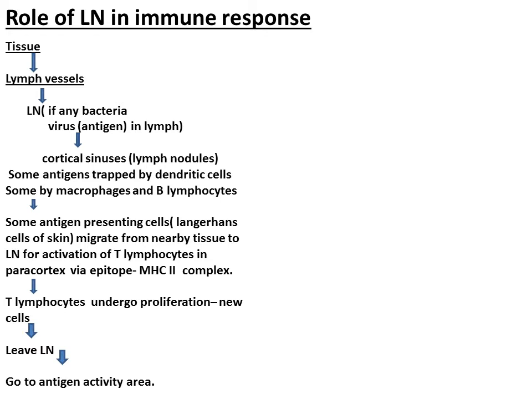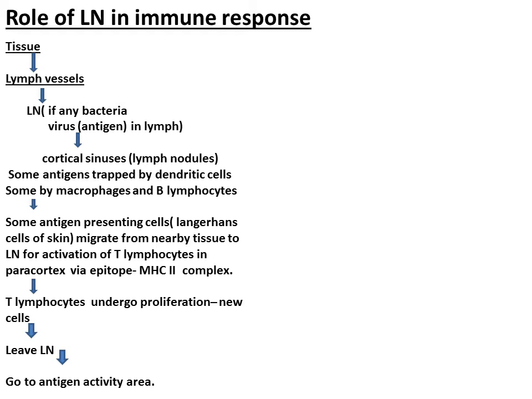Where is the lymph? In the tissue, which comes to the lymph vessels, and from the lymph vessel to the lymph node. If there is any bacteria or virus, then it goes to the cortical sinuses of the lymph node, and some antigen is trapped by dendritic cells and some by the macrophages and the B lymphocytes. And some antigen presenting cells, APCs, like the Langerhans cells of the skin, migrate from the nearby tissue to the lymph node for activation of the T lymphocytes.